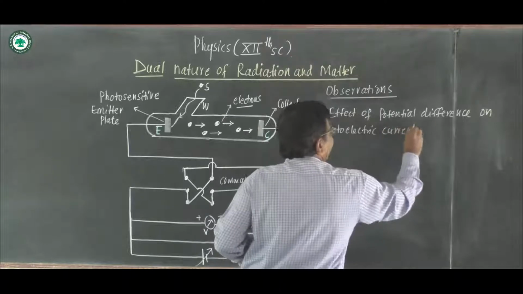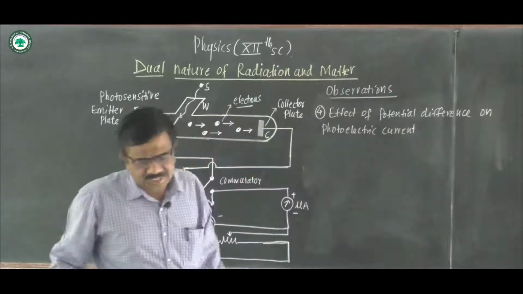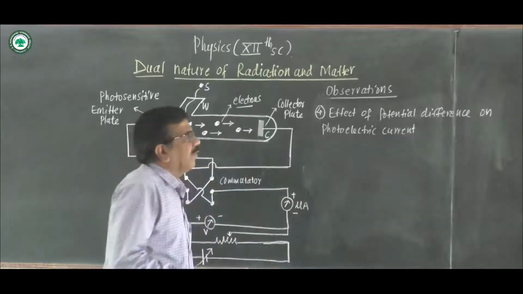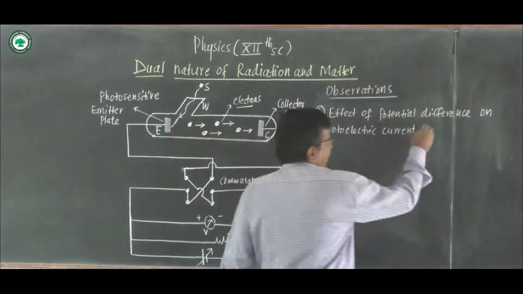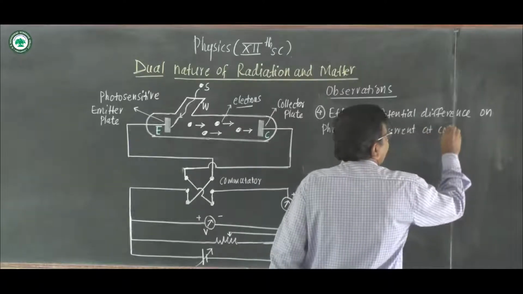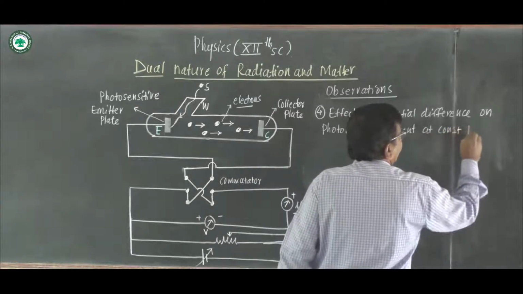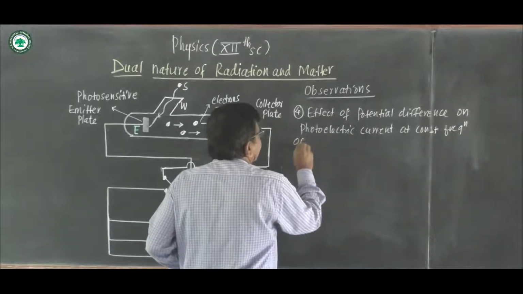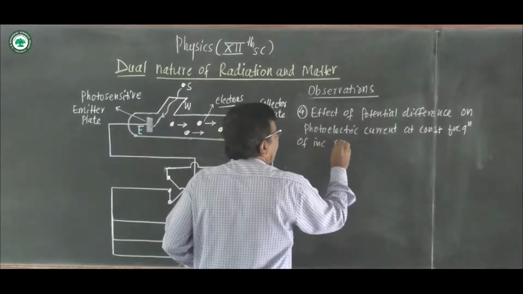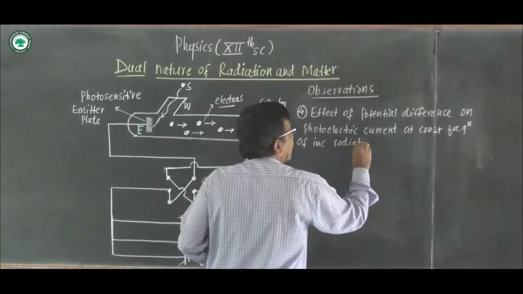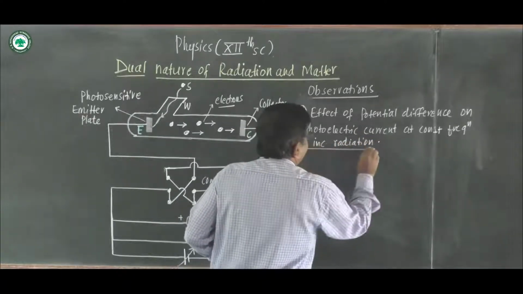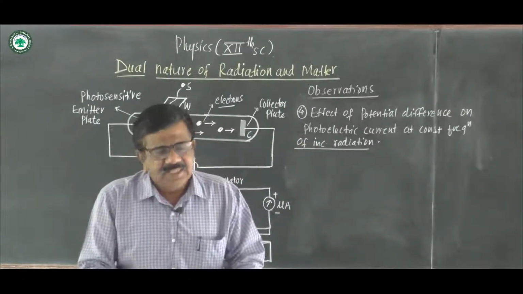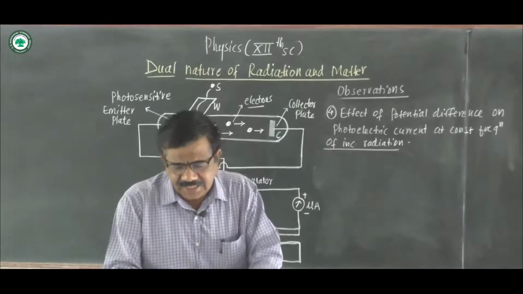Very important concept: the effect of potential difference on photoelectric current at constant frequency of incident radiation. Frequency is kept constant, and we know that this frequency is greater than the threshold frequency.